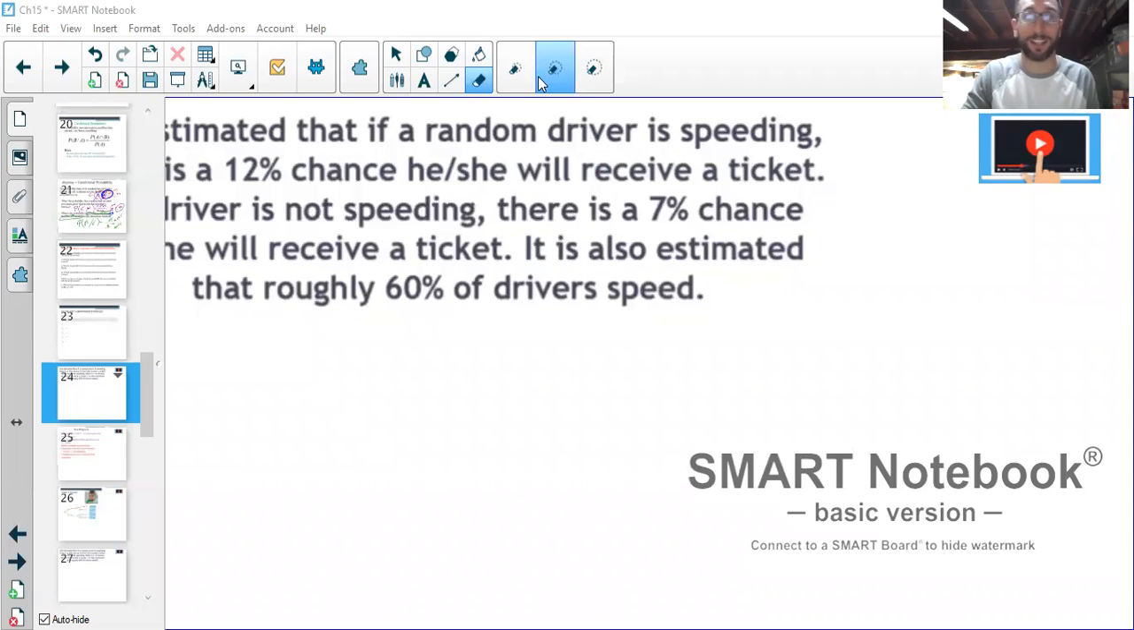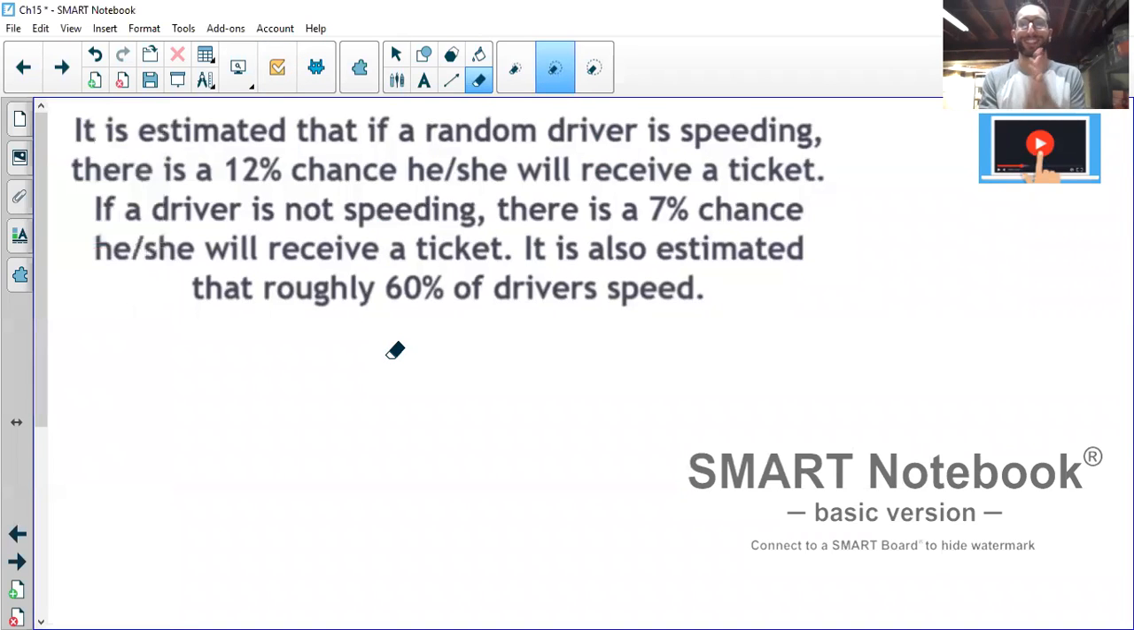So here's our context. Everything we try to learn and figure out today, we're going to do through this context. So give the video a pause, read that. We're given that it's estimated that if a random driver is speeding, there's a 12% chance that he or she will receive a ticket. If the driver is not speeding, there's a 7% chance he or she will receive a ticket. And it's generally estimated that about 60% of drivers speed.